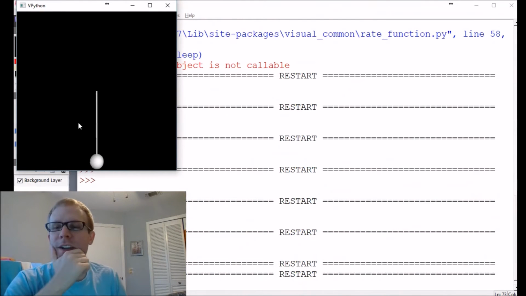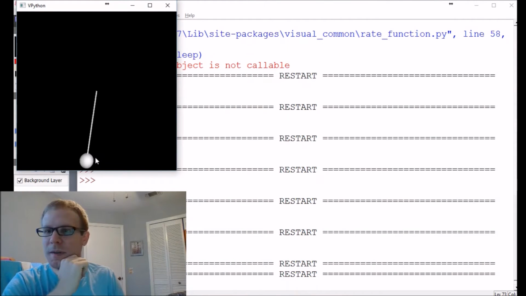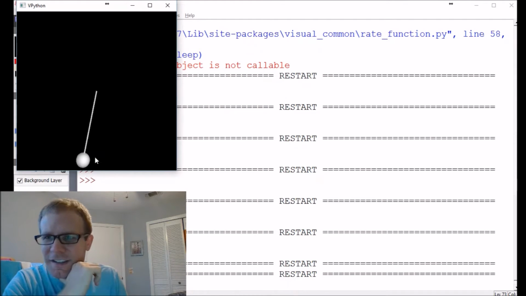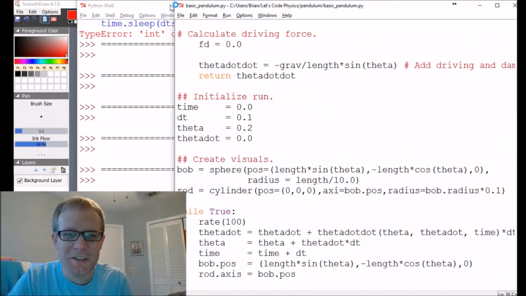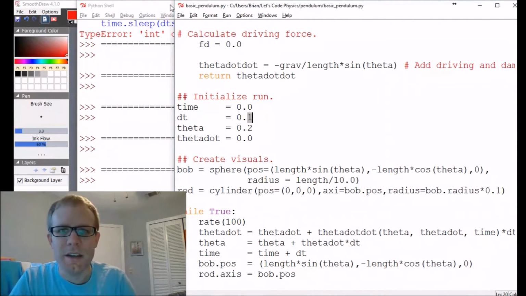Okay, and so the pendulum is working, right? This is how you expect a pendulum to behave. It's bugging my eyes a little bit with my screen refresh rate, so let's slow that down just a little bit. Actually, instead of decreasing the rate, let's decrease the dt.